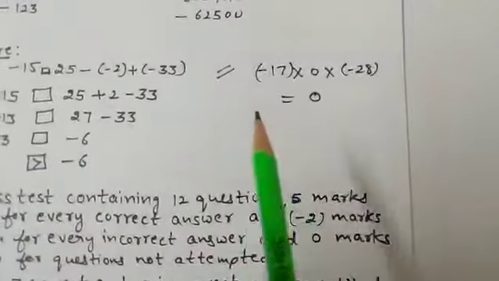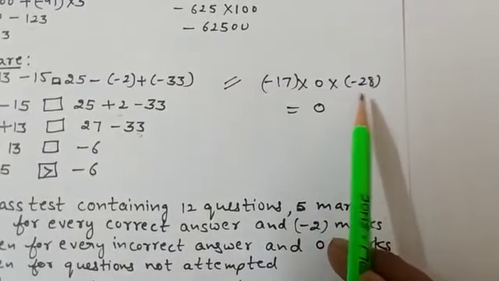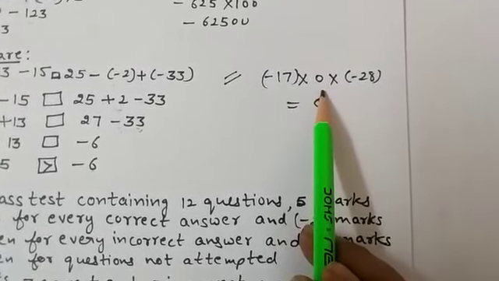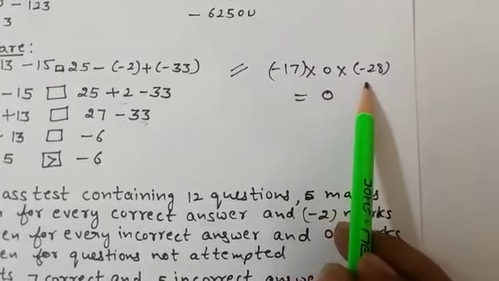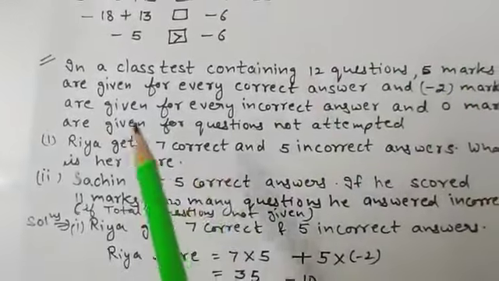Next example, minus 17 into 0 into minus 28. We write only 0. We know that if we multiply any digit by 0, the answer is 0, so we do not multiply like this and this. We write 0 directly. Next is a word problem.